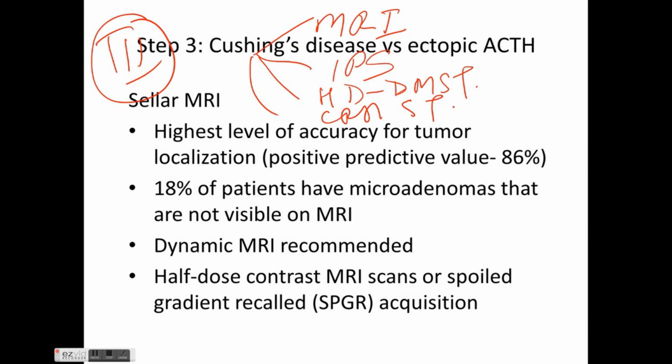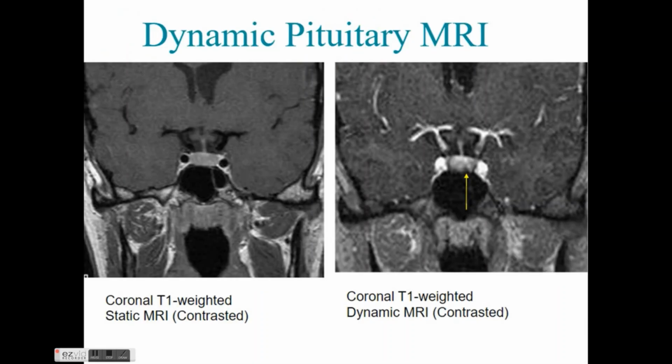So coming to the sellar MRI, it has the highest level of accuracy for tumor localization with a positive predictive value of 86%. And 18% of patients have microadenomas that are not visible on MRI, and always dynamic MRI is recommended. Half dose contrast MRI scans or spoiled gradient recall, the SPGR acquisition, is advisable. This is a slide showing the importance of a dynamic MR in cases of pituitary microadenoma with Cushing's disease. As we can see in this contrast weighted image, the pituitary adenoma is not well visualized, but with the dynamic scan we can see a better localization of the pituitary adenoma as pointed by the arrow.